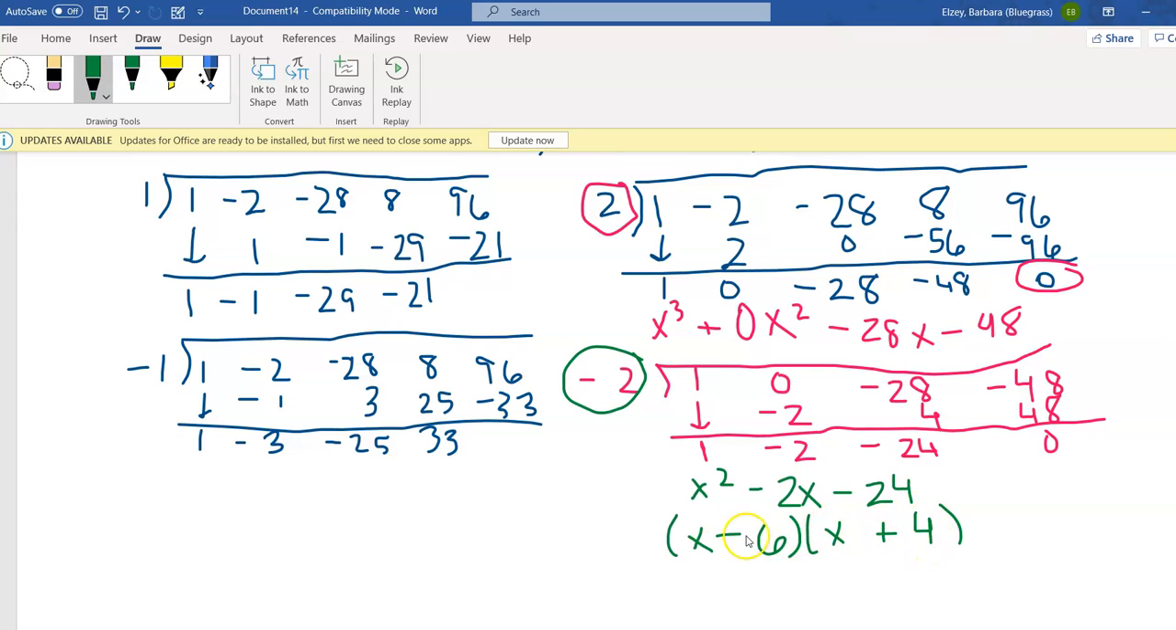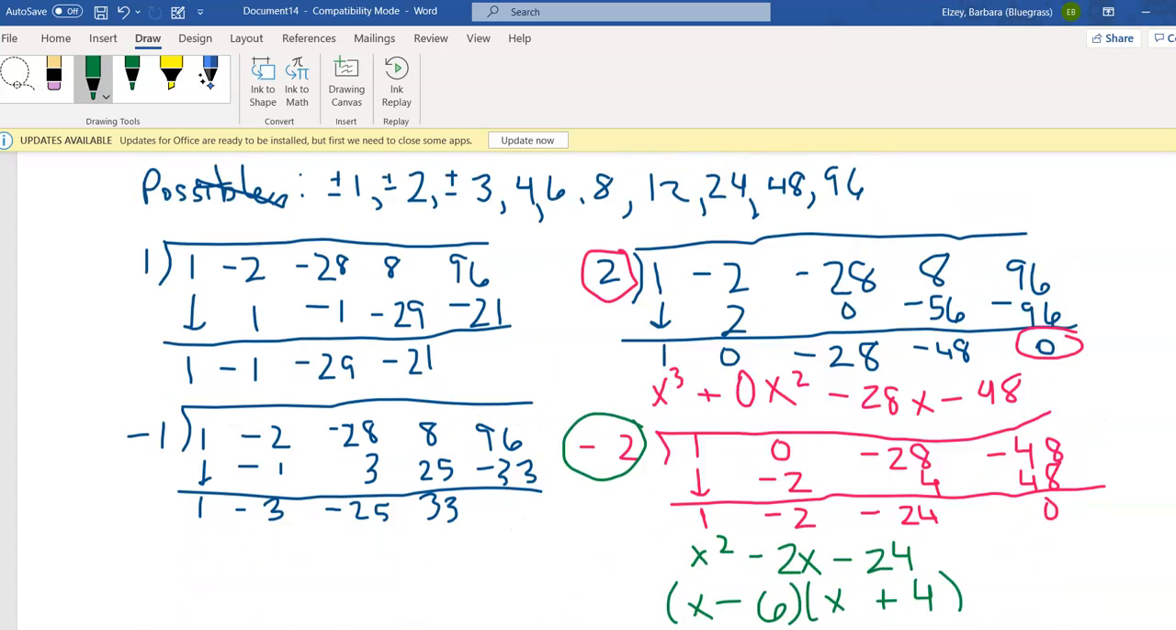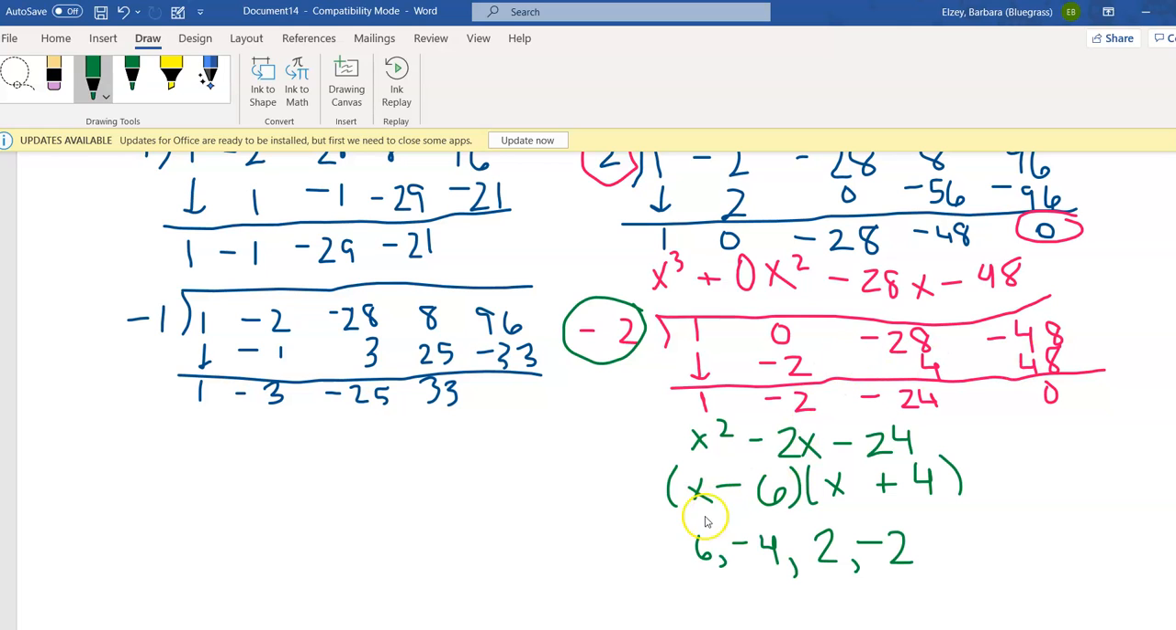So let's pick off our zeros. We have a 6 and a negative 4. And then let's go ahead and list the 2 that we had up here, negative 2 and positive 2. 2 and negative 2. There's all of our zeros. Now let's notice also, though, that it asks us to factor. All right, so we have 2 factors, x minus 6 and x plus 4.